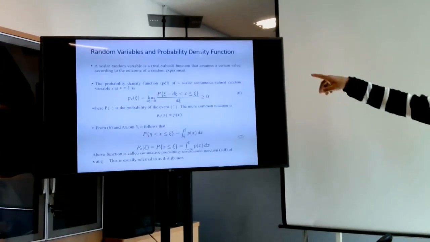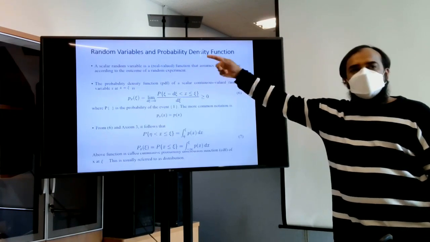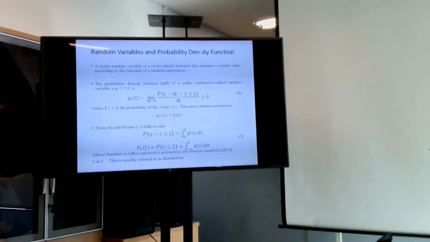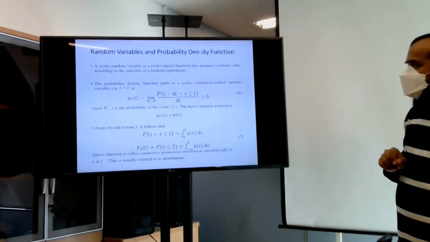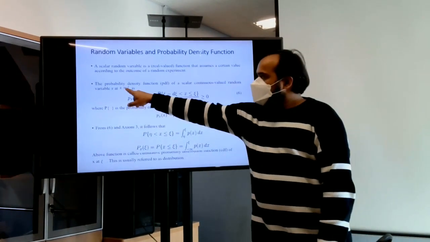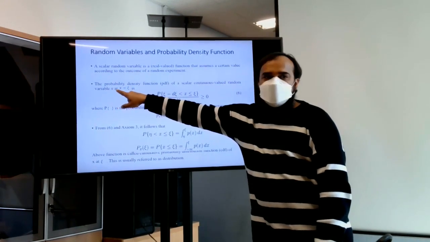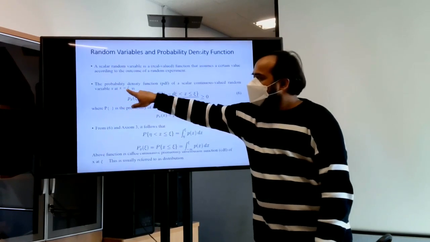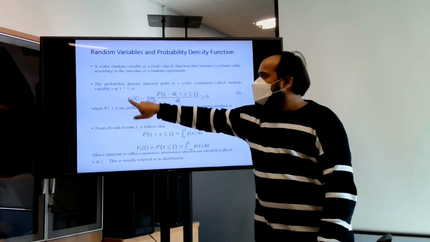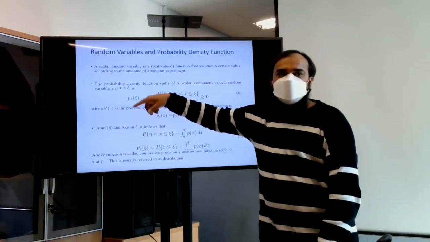So that assume a certain value according to the outcome of the random experiment, that the random variable may be 1, 2, 3, 4, 5, 6 in the rolling die experiment. So the PDF, probability density function, of a scalar valued random variable x at x equals any value. Suppose x is a random variable, and at this point suppose x equals 2, then the PDF of 2, where x is any random variable, meaning 1, 2, 3, 4, 5, 6.